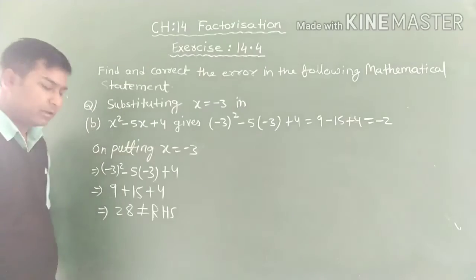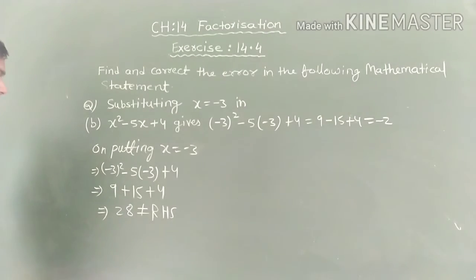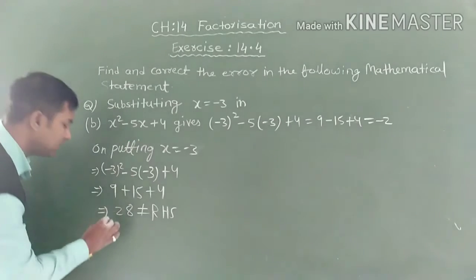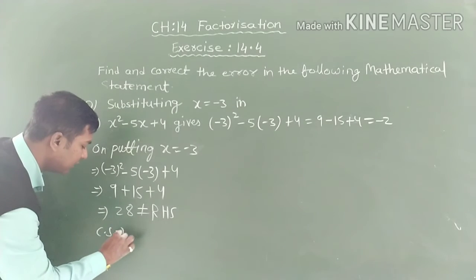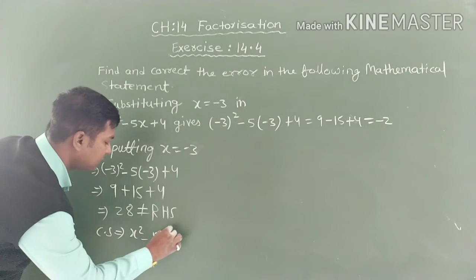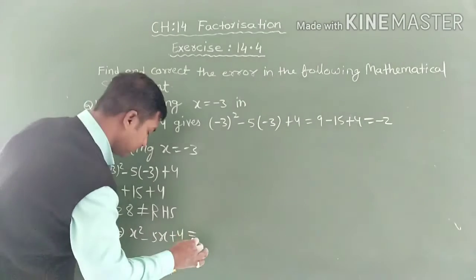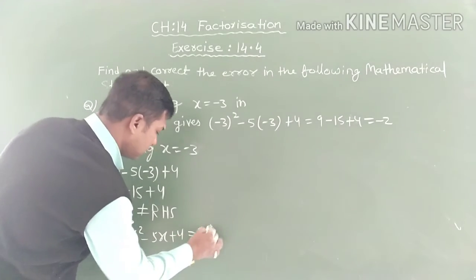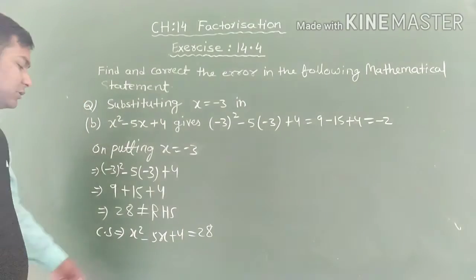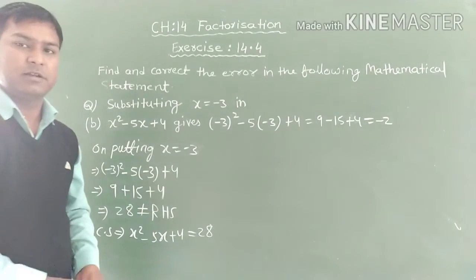What is the correct statement? The correct statement will be x square minus 5x plus 4 equals 28. So this will be the correct statement. Now next one.